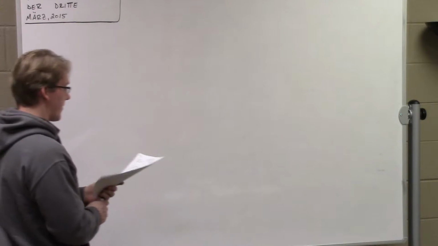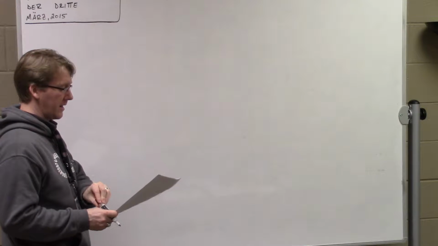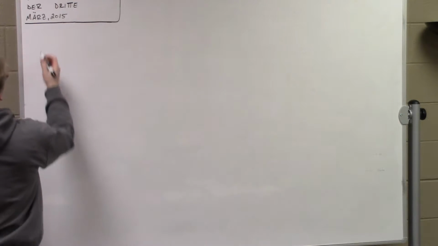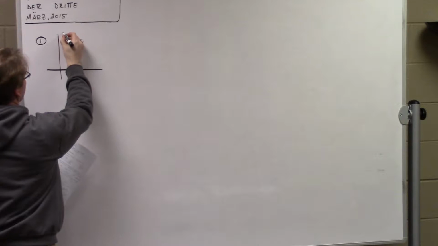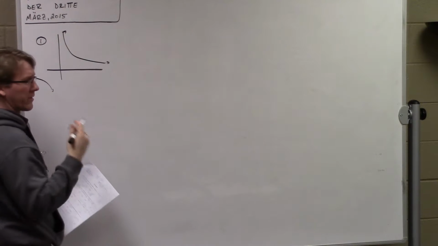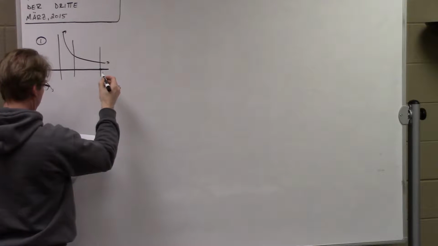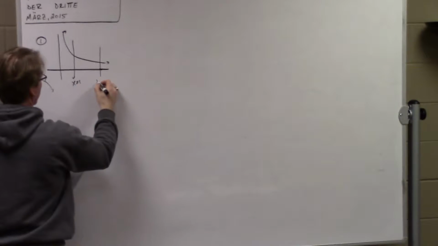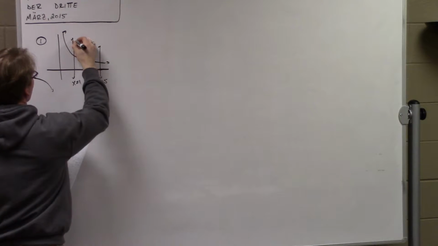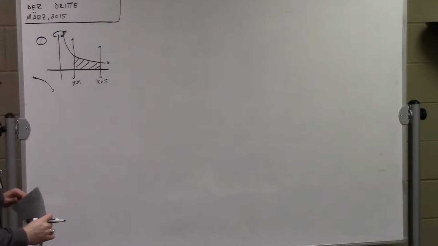Okay, number one, the area of the first quadrant region bounded by the graph of y equals 1 over x, the line x equals 1 and x equals 5 is rotated around the y-axis. Okay, non-calculator. To give you a crude sketch of what's going on, 1 over x looks like this. There is technically another part over here, but it's irrelevant in this problem. X equals 1 and x equals 5. So there's our area, and we're going to rotate this around the y-axis.